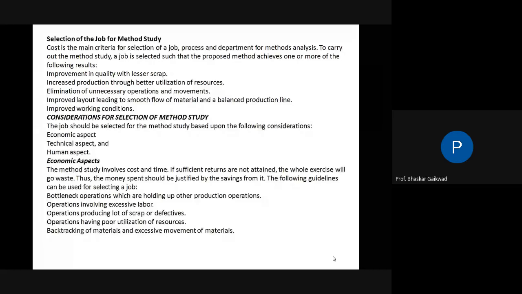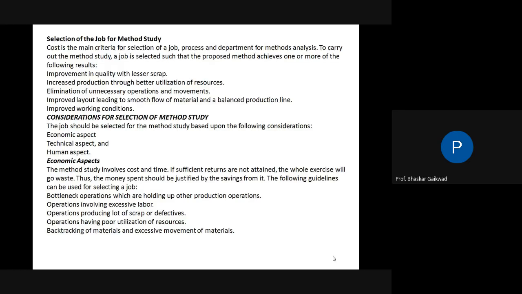Means, if the quality is affected, definitely it will affect the purchase. So without affecting the quality, without affecting the purpose, how can we reduce the scrap? Scrap reduction is also a major thing in selecting a job.